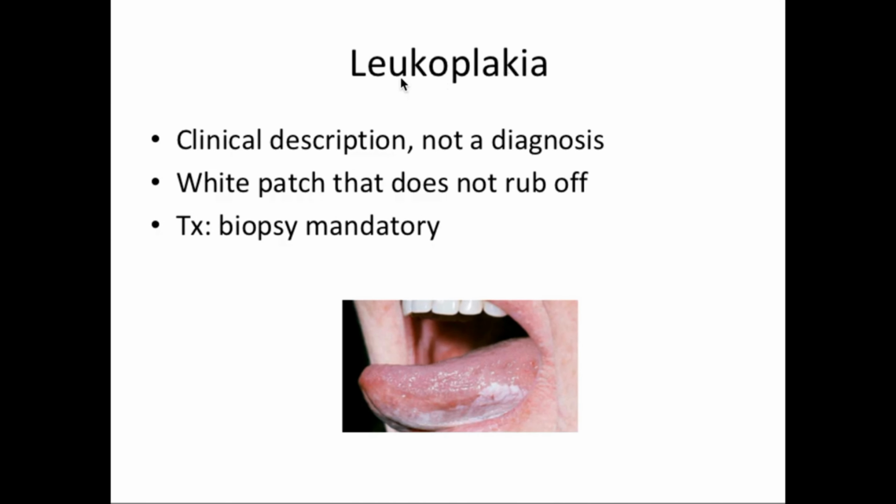which is a white patch, but most notably, it's a clinical description, not a diagnosis. So this is something when we see a white patch and we don't know what caused it, we can call it leukoplakia, but as soon as we can identify an etiology, we would call it by its diagnosis. We would no longer refer to it as leukoplakia, which means we'd be unsure about it. So leukoplakia, like I said, is a white patch that does not rub off.